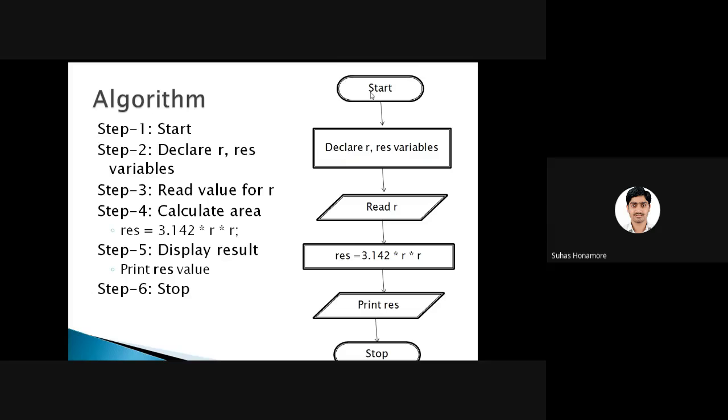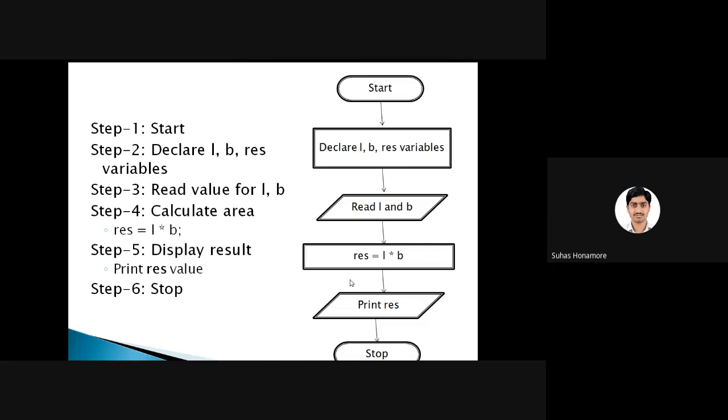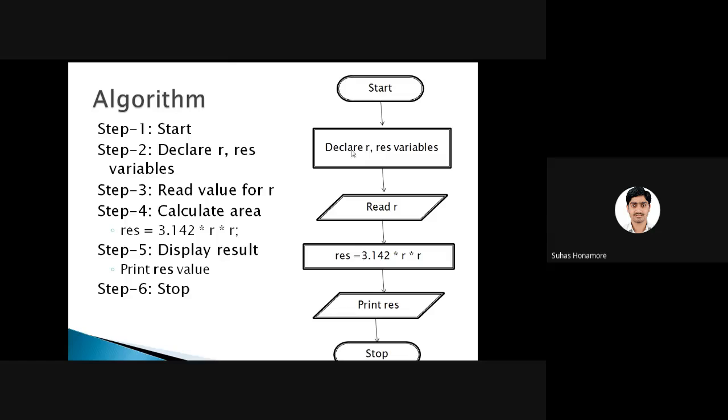In the flow chart, the same things will come again. Whatever we studied for the rectangle is almost the same. Here the declarations of variables R and result will come, and only R will be read, once. Then we calculate the actual area: area equal to pi R square. This is the pi value we have written, and R square is R into R. Then print the result. This is what we normally write for the area of a circle.